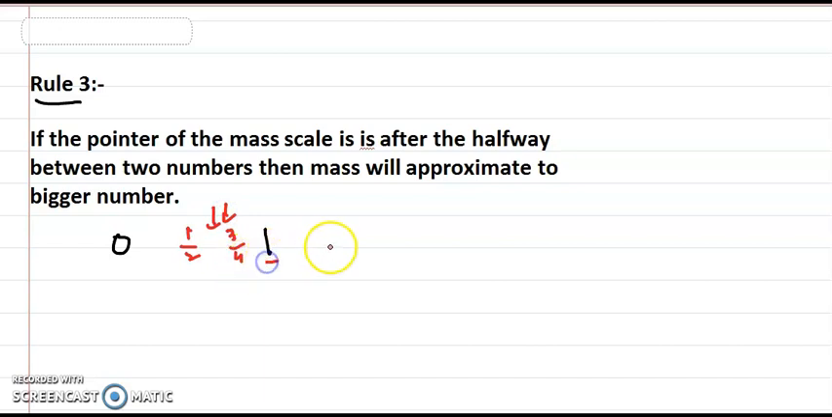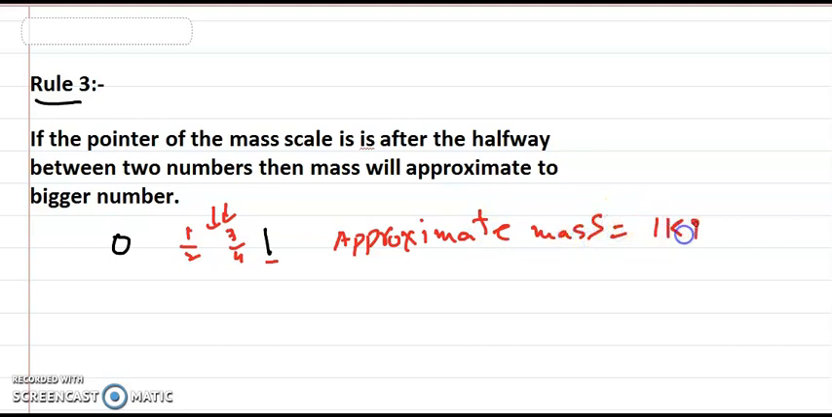We will say the pointer is pointing after halfway between two numbers. Then in that case, approximate mass will be 1 kg, and it will go to the bigger number.